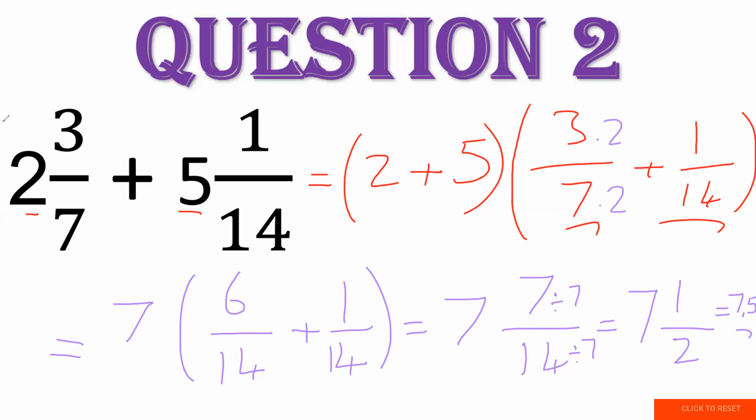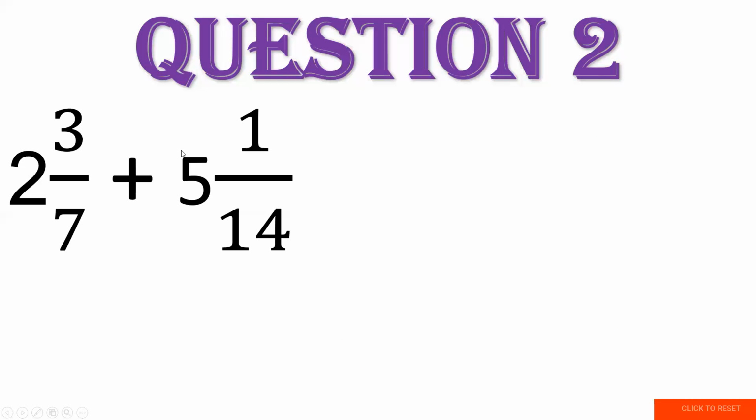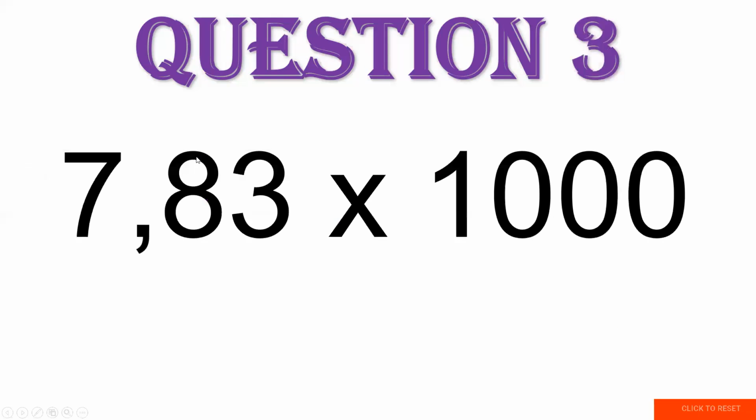Let's continue with the next question. Question 3 is coming now. Please try that question. Let's clear all, and then let's go to the next question. Question 3 is coming now. 7.83 times 1,000. What's your answer? Please try.